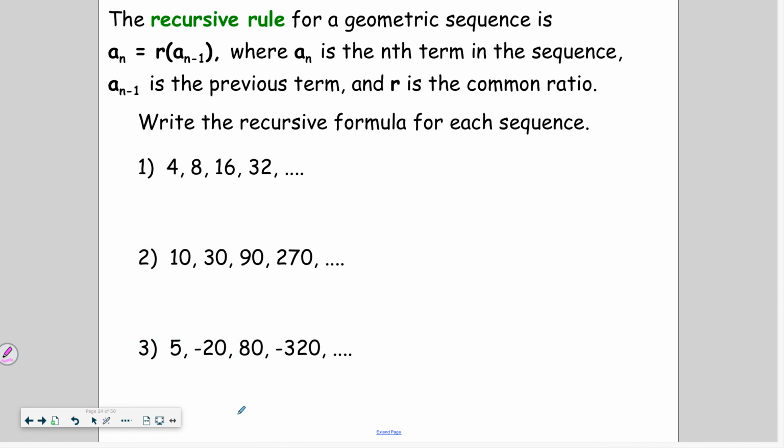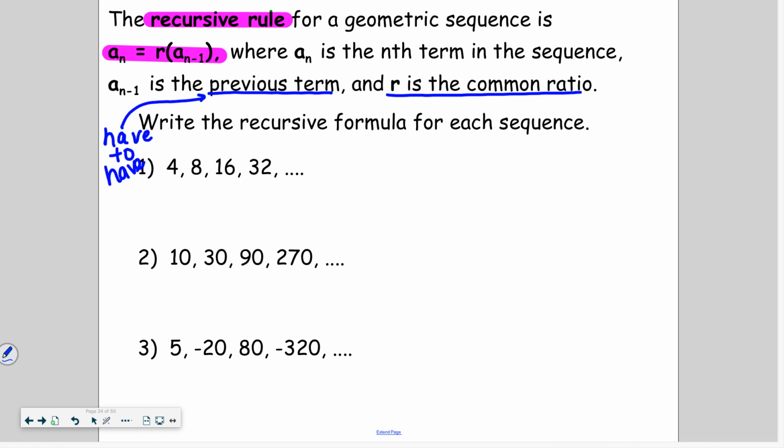Okay? So highlight this, mark it, whatever you need to do. So the recursive rule is this right here. That is your formula for your recursive rule. So a sub n is the nth term in your sequence, and a sub n minus 1 is the previous term. So underline this, and draw an arrow so you know that that's what we're talking about. For that one, you have to have the previous term to be able to do the recursive rule, okay? And then R is your common ratio, which is what we were just talking about and seeing how to find.